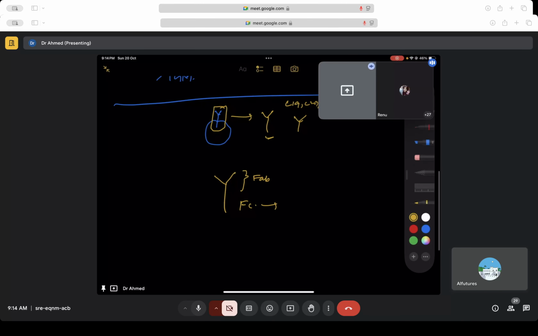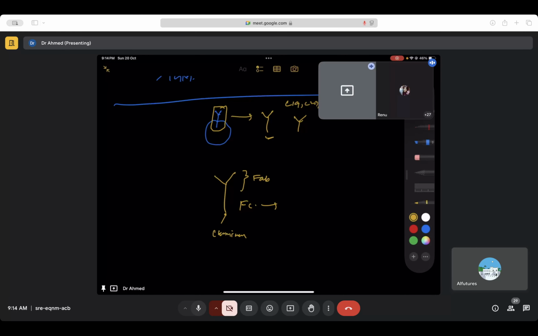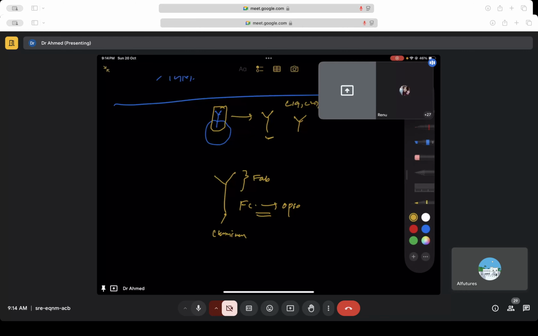This FC portion, okay, you have a terminus here which is known as C terminus. Okay, so this is involved in opsonization. What's opsonization, guys?